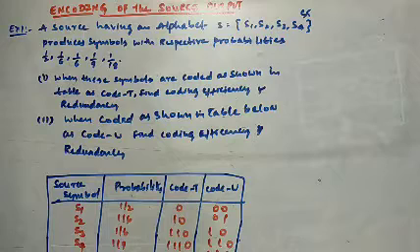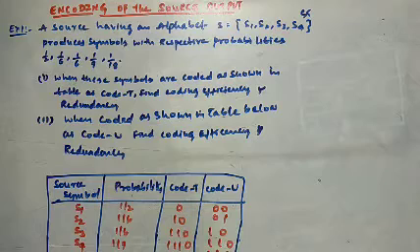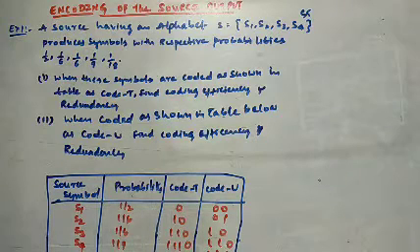And it says, when these symbols are coded as shown in the table as code T, see, this is the code T, find the coding efficiency and the redundancy. And question 2 says that when coded as shown in the table below as code U, find the coding efficiency and the redundancy.